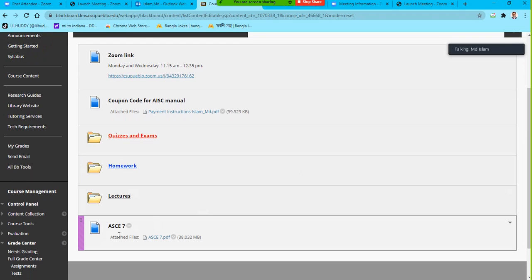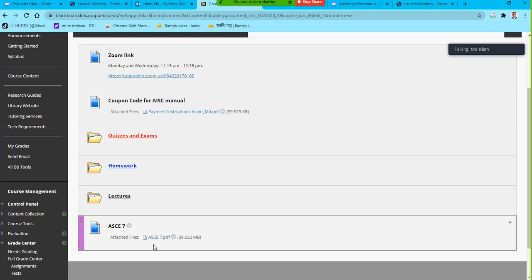I wrote here ASCE 7 because it is the ASCE 2007 edition. 2016 is the latest one, but it is for buying. I did not buy it. It is better to buy, but they change it almost every 2-3 years, and it is very costly.